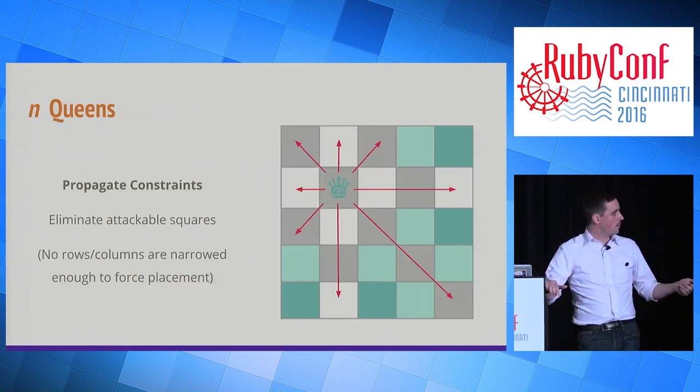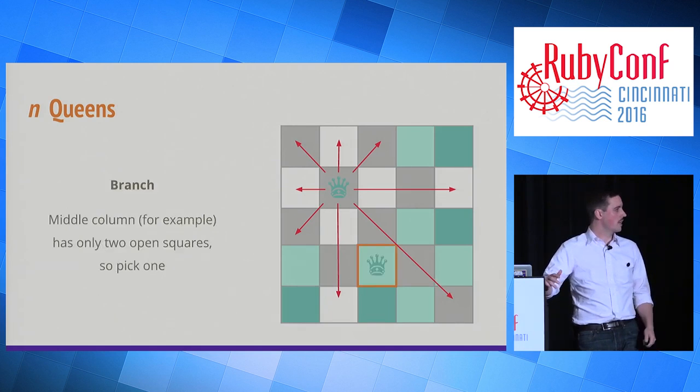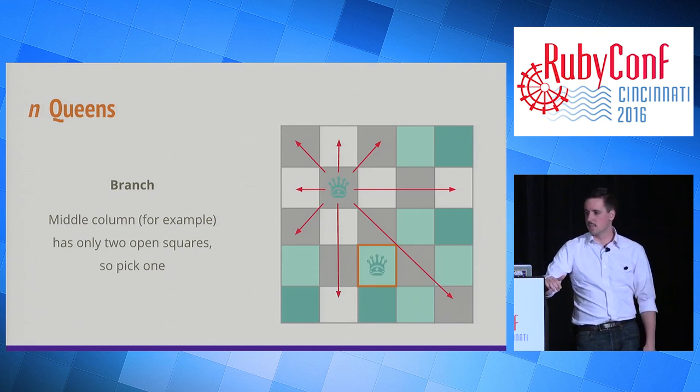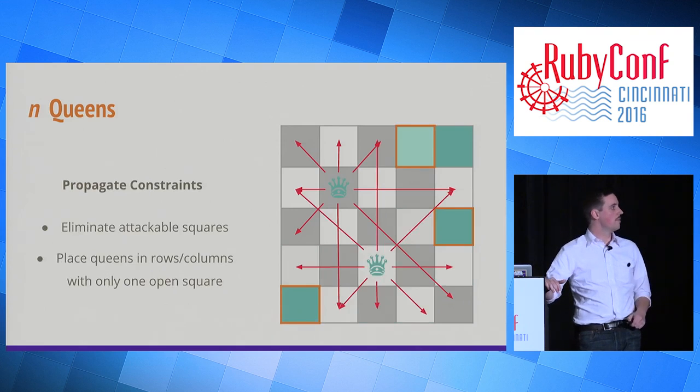Visually, this is what that would look like. We've got our queen. We eliminate all those squares that the queen can attack. And we don't have anything narrowed down enough to be able to place another one. So we go on to branching. And we pick a column or a row. We put a queen on it, and we see what happens next. Then we go back to propagating the constraints. And we eliminate all of those attackable squares.